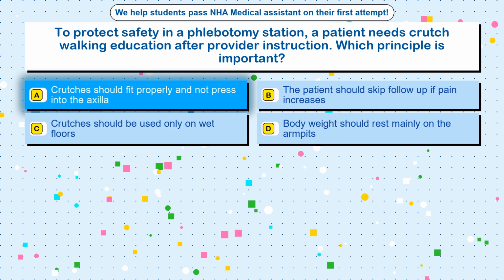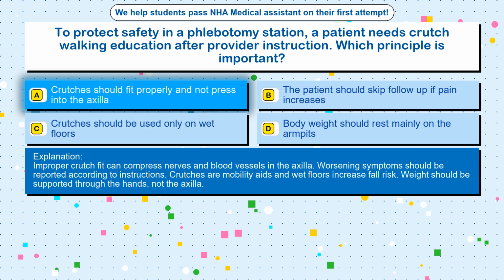Crutches should fit properly and not press into the axilla. Improper crutch fit can compress nerves and blood vessels in the axilla. Worsening symptoms should be reported according to instructions. Crutches are mobility aids and wet floors increase fall risk. Weight should be supported through the hands, not the axilla.